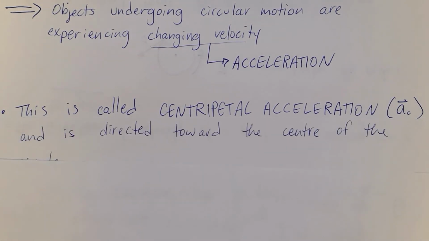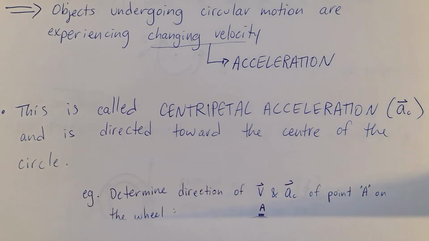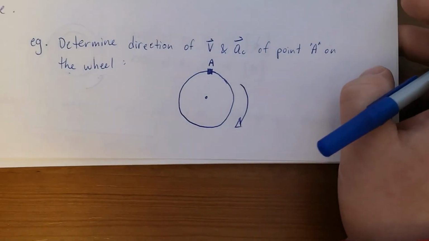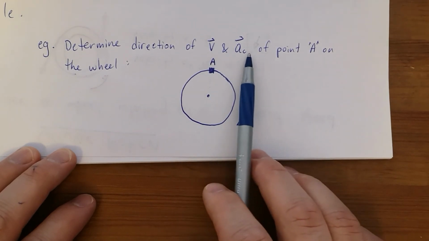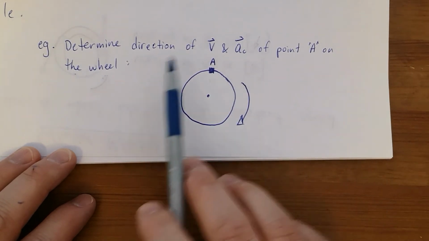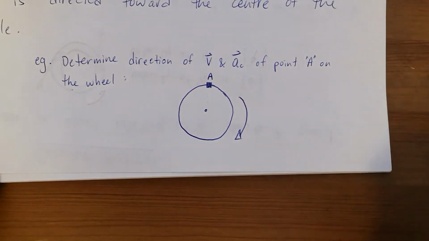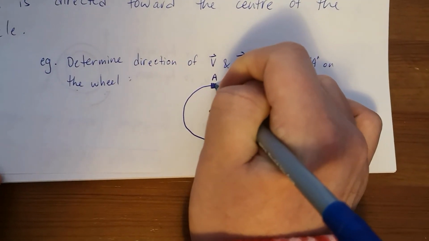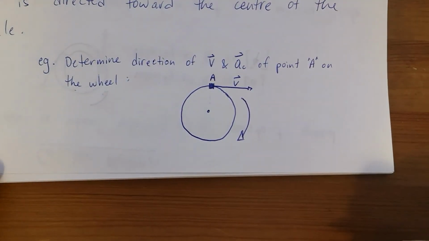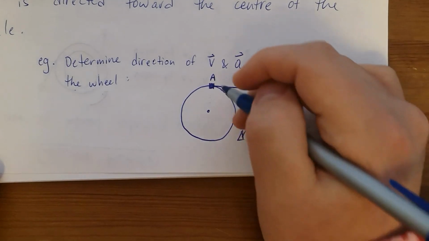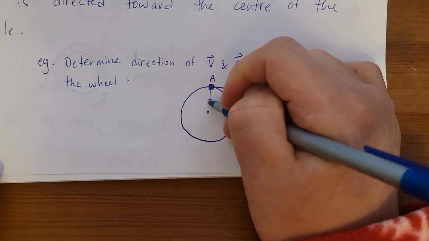Centripetal acceleration is directed toward the center of the circle that the thing's moving in. So check this out. This is a good summary of what we've seen so far. I've got my wheel back. I want us to determine the direction of the velocity and centripetal acceleration at point A. Again, I'm saying this thing's moving clockwise. Velocity is tangent to the circle. It's going to look like that. But the acceleration is toward the center. I'll just draw it like that.